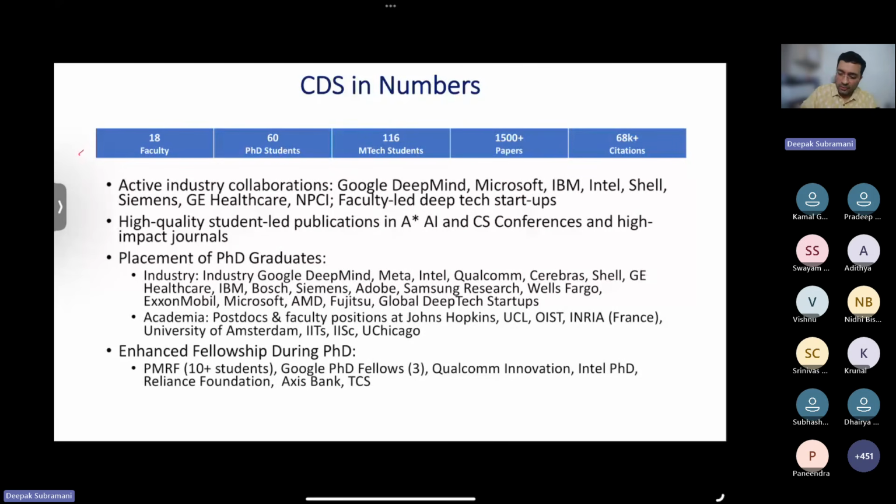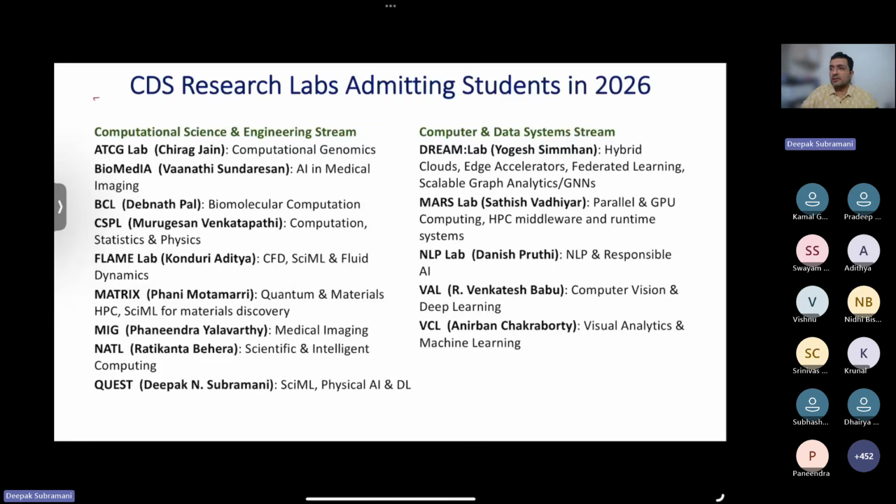Now let me come to the labs that are admitting students. This is just an overview. After some time, the faculty will also join and they will take you through each lab, specifically one by one. As I told you, in the computational science and engineering stream, we have 9 labs that are accepting students in this cycle. And in the computer and data system stream, we have 5 labs that are accepting students.